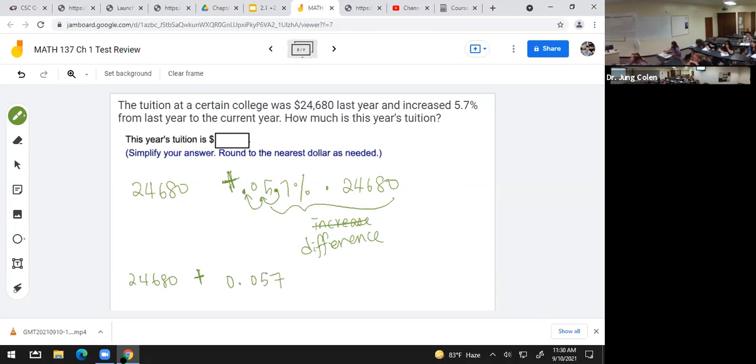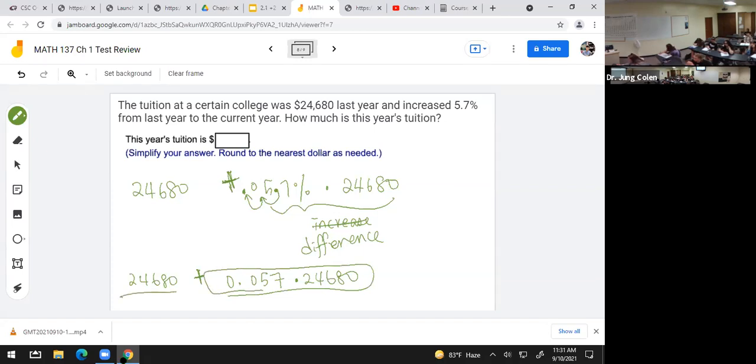0.057, right? Times 24,680. If you're punching the calculator with this order, it's gonna give you the wrong answer because your calculator is dumb. It's not a graphing calculator. It doesn't know about order of operations. You have to do that part. Which one do you need to calculate first? Addition or multiplication? Multiplication. So when you're using your calculator, you need to operate this first.